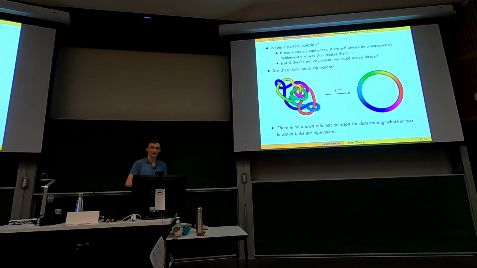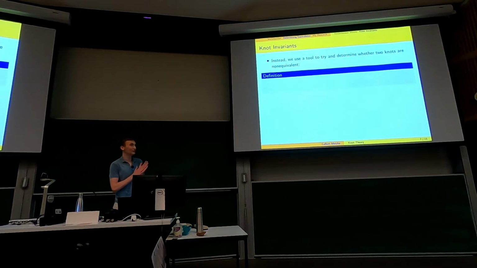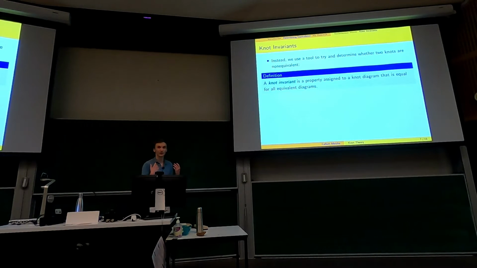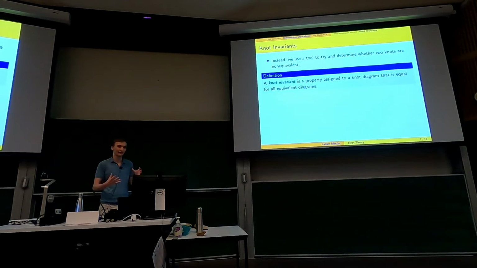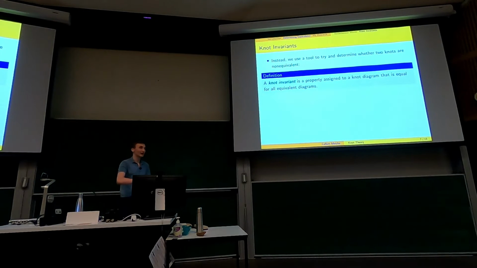So we need ways of telling whether two knots are equivalent or not using some simple tools. And one way we can do that is with this thing called a knot invariant. The definition of a knot invariant is something applied to a knot diagram that is equal for all equivalent diagrams. That's saying that if I have a knot diagram, I pick it off the page, I manipulate it in space, and put it back down onto the page, then all of its knot invariants should remain equal.